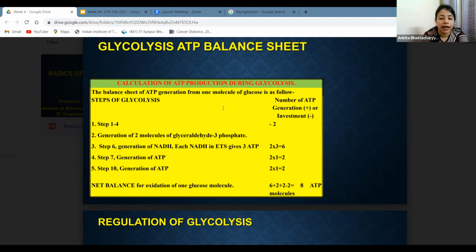So there we have, after investing 2 ATP molecules, we are getting 6 NADH molecules from one glucose, and there are 4 ATP molecules that are generated. So effectively, what you're getting after each cycle of glycolysis is that you're producing 8 ATP molecules, right?